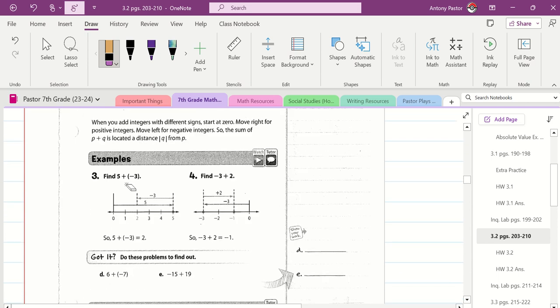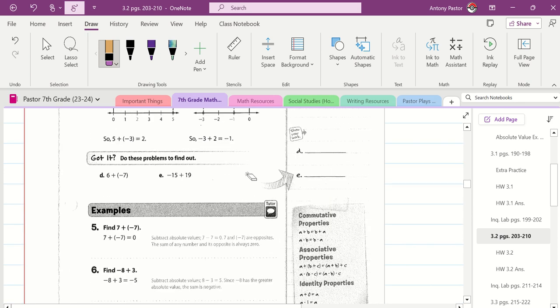Examples here, 5 plus negative 3. Again, this would just ignore the plus. It'd be 5 minus 3, which would be 2. In this case, it's negative 3 plus positive 2. I'm moving from negative 3 to the right twice, which would give me negative 1.